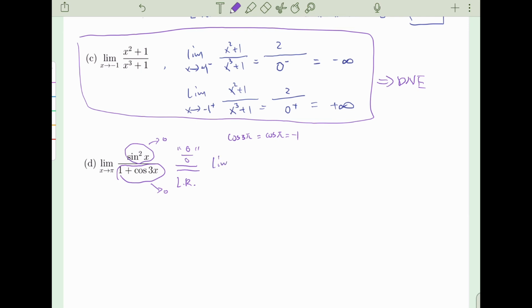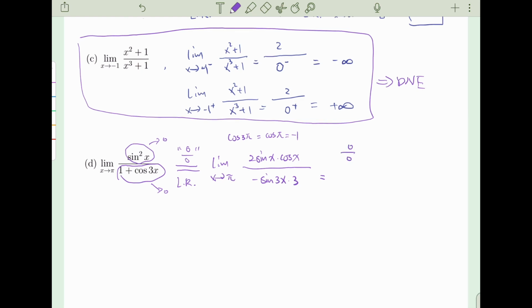And for this reason, I'm allowed to use the L'Hopital rule. So now I can write limit x goes to pi. And the top now is replaced by the derivative of the top, which is 2 sine x times cos of x by the chain rule. And the bottom is a negative sine of 3x times 3, right? And now I plug in the pi to evaluate this thing again, and I see that it's still going to 0, right? So it's 0/0 type again, and I'm allowed to use the L'Hopital rule again.